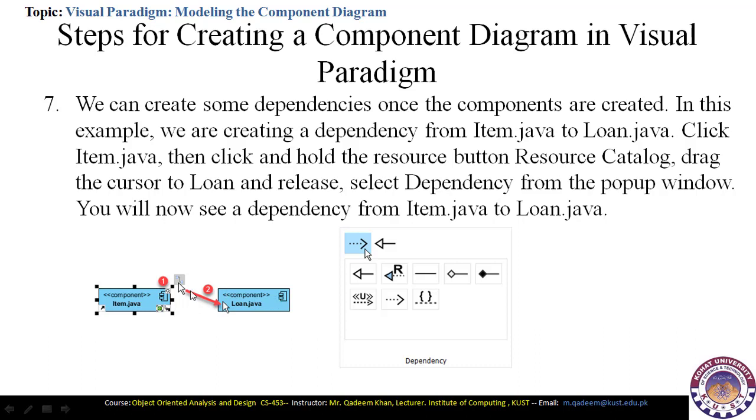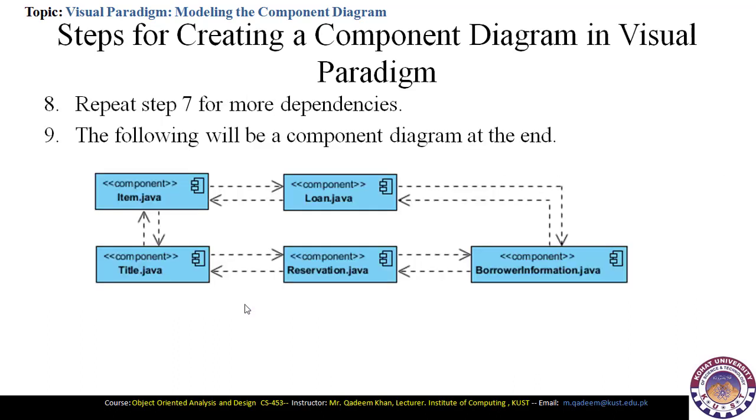So here we are creating a dependency from item.java to loan.java. For this purpose, just click item.java, then click and hold the resource catalog button, and drag the cursor to loan and release the button, and then select the dependency type from this list. So from this pop-up window, we will now see that the dependency from item.java to loan.java is established, and this is the dependency.